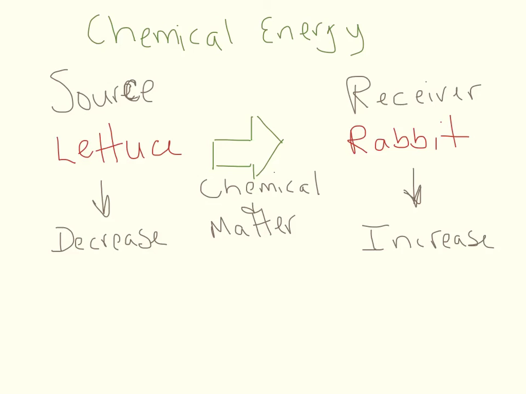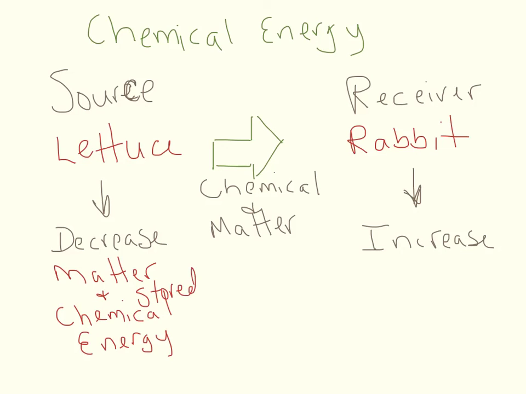So what is the lettuce losing? Well, it's definitely losing matter because it's being eaten, but it also has a decrease in chemical energy, and that's the stored chemical energy in its sugars that it makes from photosynthesis. And then what's the rabbit gaining? So the rabbit has an increase in matter. It could gain weight if it eats too much. And it's having an increase in this chemical energy, which it can store.